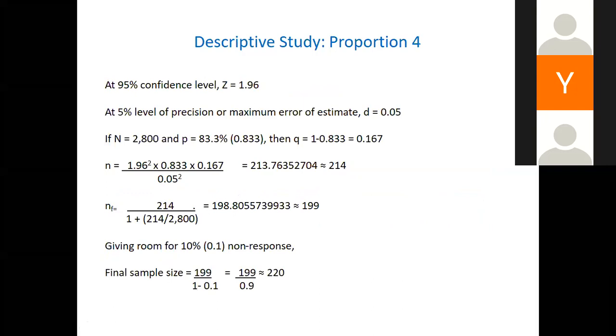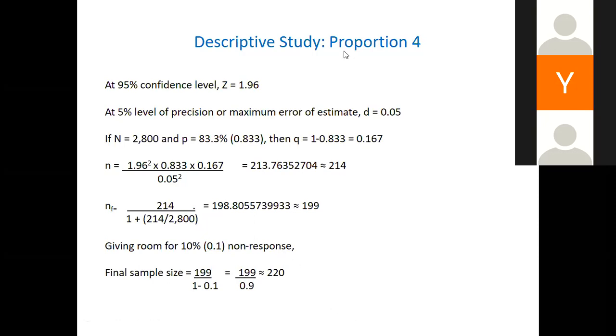Now, I think there's another situation here. We have already talked about it extensively. This one is talking about attrition also. Okay, look, this is another scenario. Instead of using 0.5, use 0.0833, that is 8.33%. If you adjust for a population of 2,800 and adjust for 10% non-response, it will give you 220.